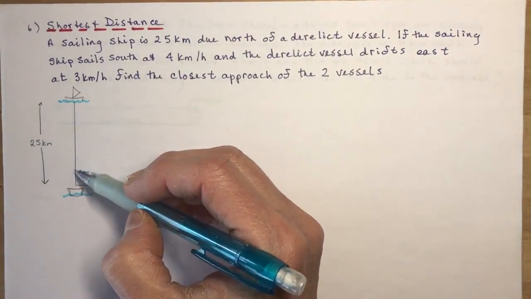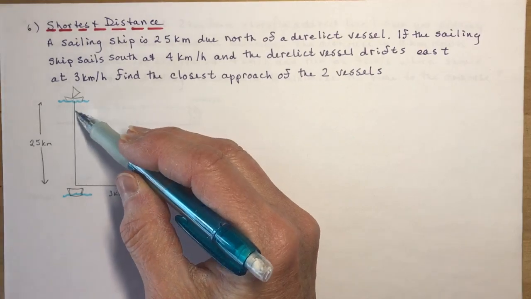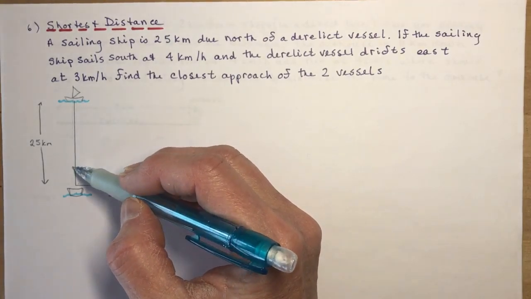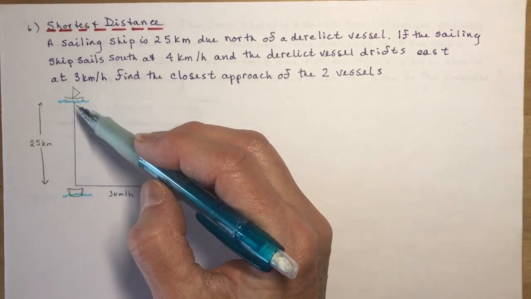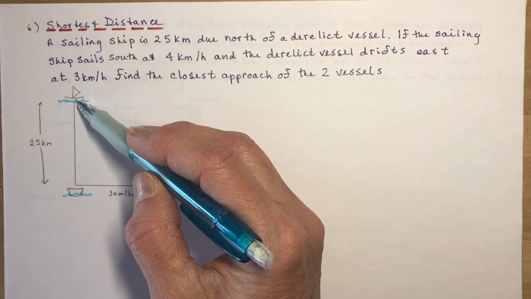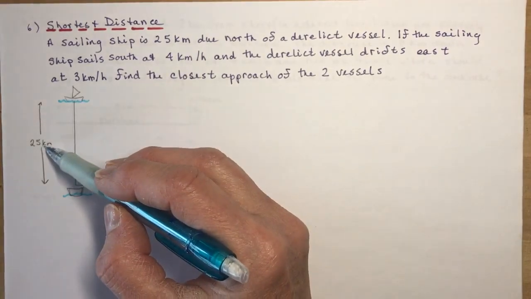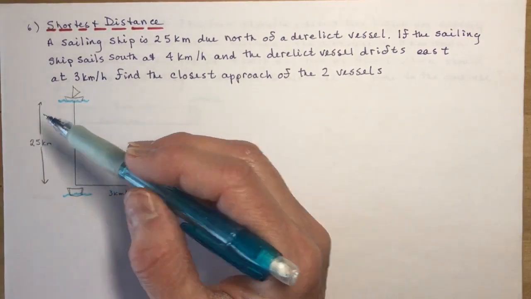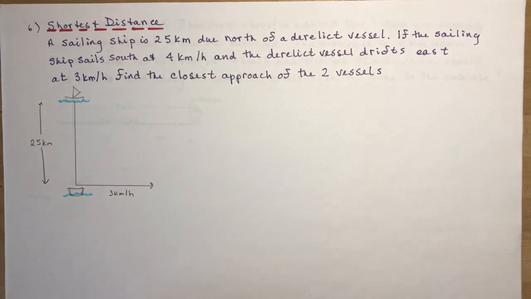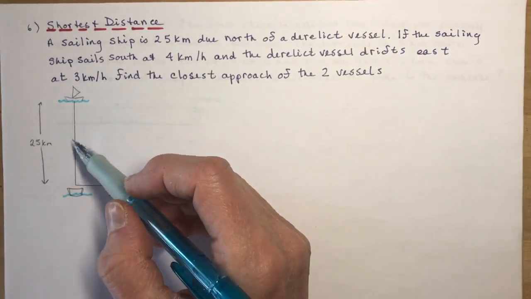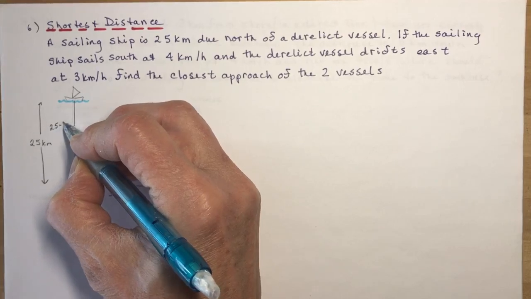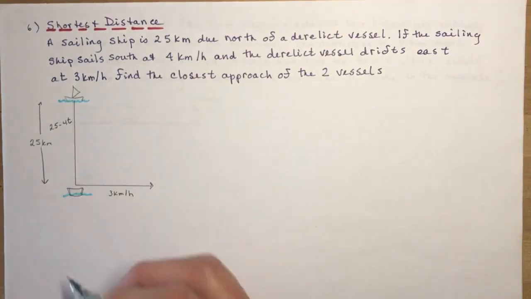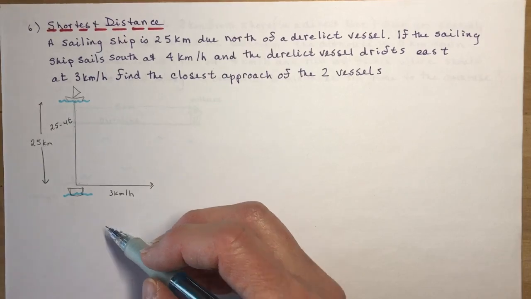Now, this ship here, the distance as it comes closer and closer in the straight line, because it's sailing due south at 4 kilometers an hour. If I asked you, where is the ship going to be after 1 hour, you'd say, well, it went 4 kilometers, so it would be 21. And after 2 hours, it would be at 17. And after 3 hours, it would be at 13. Right? So you're subtracting 4 every time. So this distance actually becomes 25 minus 4t, where t is the number of hours that have passed.